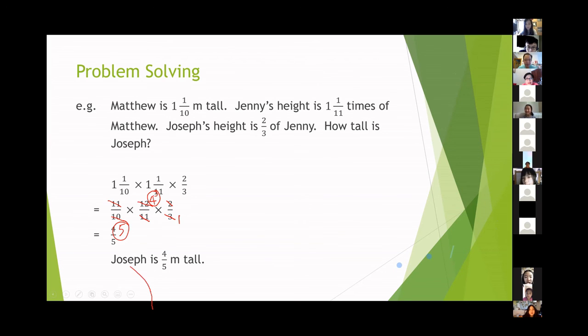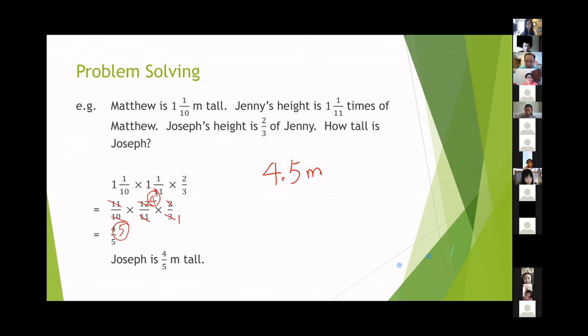Excuse me, I've seen some answers which are written 4.5. Pay attention that 4.5 is different from 4/5. 4.5 meters is larger than 1, and 4/5 is less than 1. So 4.5 meters is definitely a wrong answer. Somebody has written that.